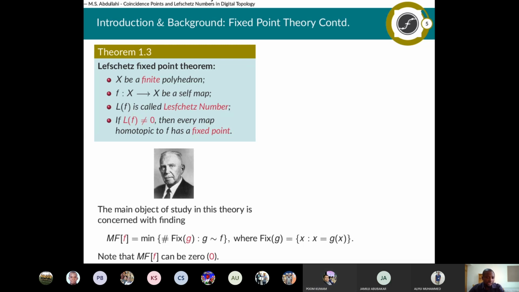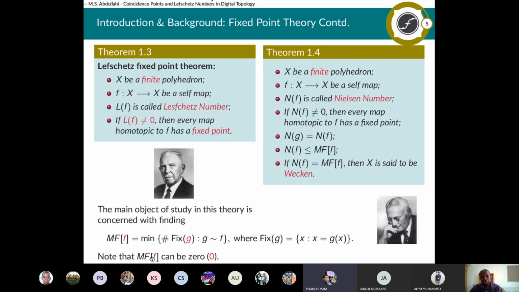So the main object in this direction is concerned with defining this number, which is called the minimal number of fixed points for all mappings that are homotopic to this function f. But note that this number can be zero, and if it is zero, it means that we can find a function homotopic to f which does not have any fixed point.